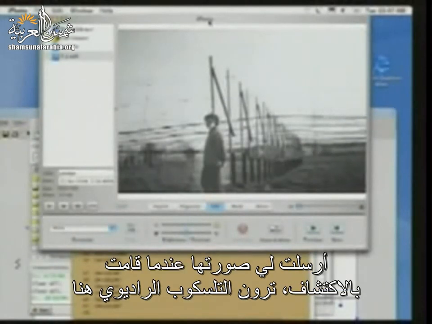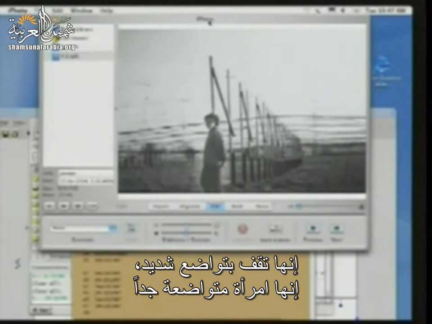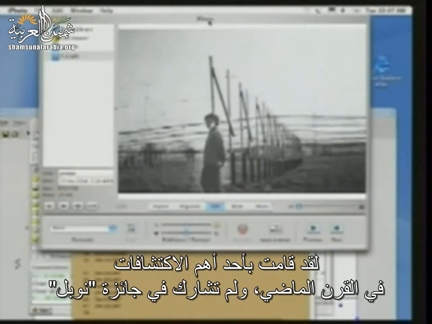She sent me a picture, at the time that she made the discovery. You see the radio telescope here, and you see her standing there very modestly. She's a very modest woman. And she made one of the most important discoveries of the past century and did not share in the Nobel Prize.